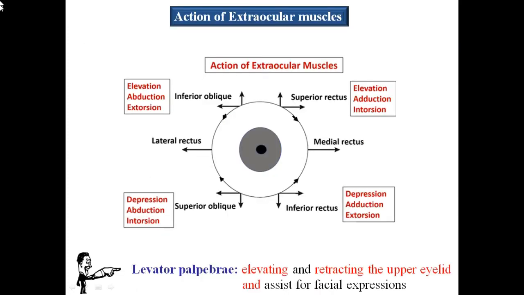So here you can see the actions of the extraocular muscles: inferior oblique, inferior rectus, superior rectus, lateral rectus, and then medial rectus. And these are the common actions of the extraocular muscles. Regarding the levator palpebrae superioris, it assists in elevating and retracting the upper eyelid and assists in facial expression.